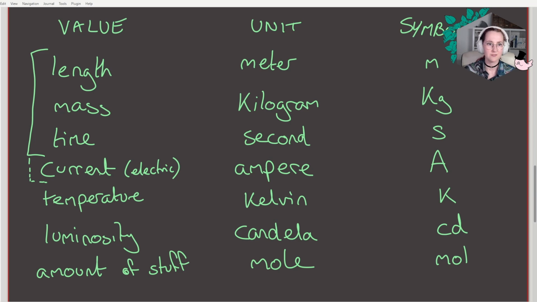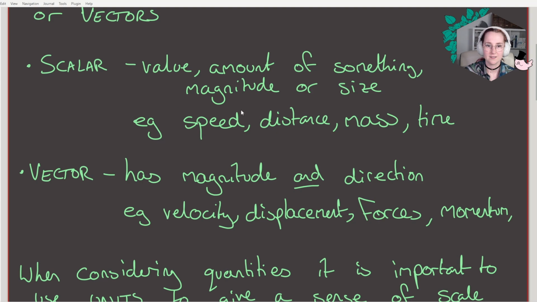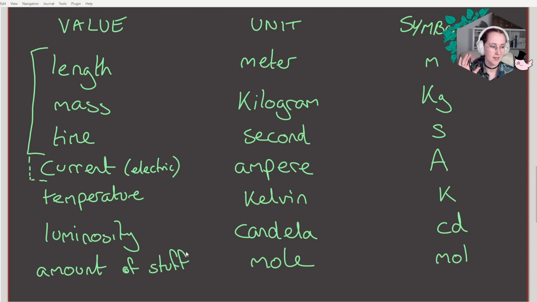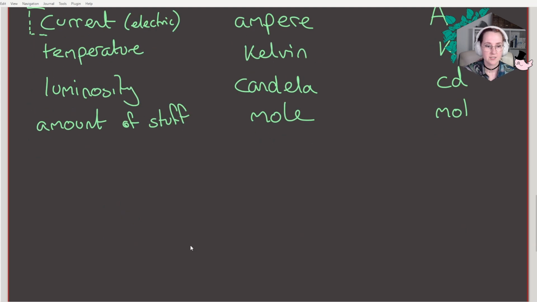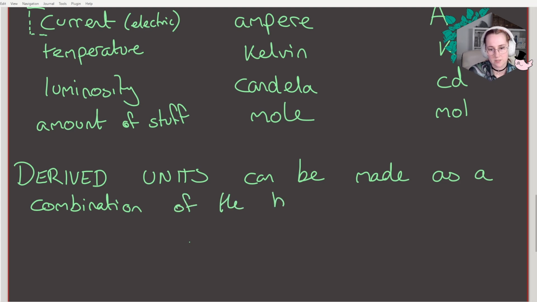So obviously there's some stuff missing from this list. I even said on the previous page, we talked a lot about speed and velocity, and speed isn't on this list. That is because speed is actually a derived unit, or has a derived unit. So in contrast, derived units are a combination of the base units above.